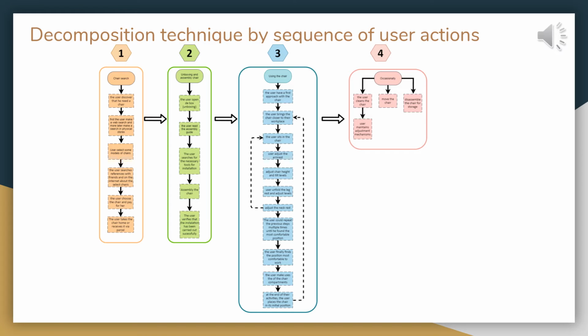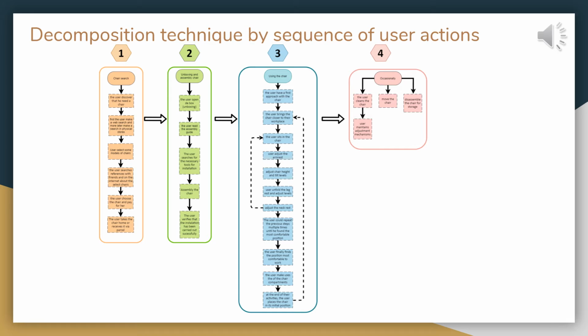The second step consists of unboxing and assembling the chair. Here the user opens the box and then reads the assembly guide. After that, the user searches for the necessary tools for installation and then assembles the chair. And finally, the user verifies that the installation has been carried out successfully.